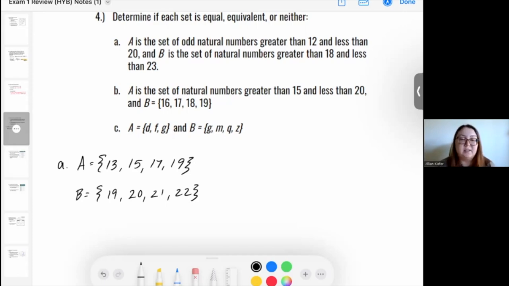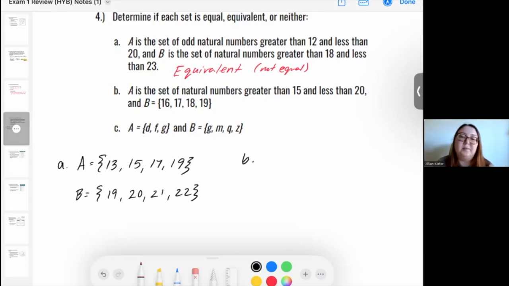And we can see here that between the sets of A and B, A has 4 elements and B also has 4 elements, meaning that they are equivalent. The elements, though, are not the same. They share the value of 19, but other than that, they do not have the same values, meaning that they are equivalent. They are not equal. So we can write that in. Equivalent. They are not equal. All right.